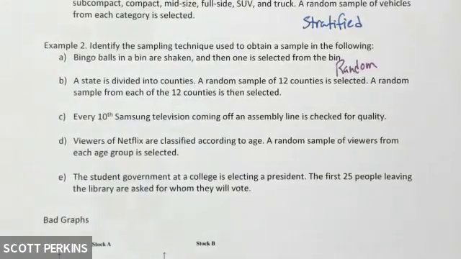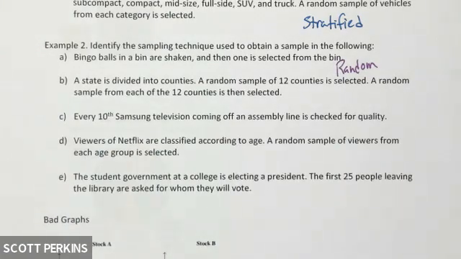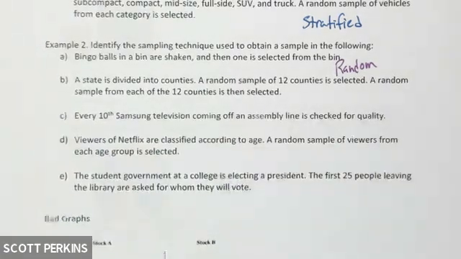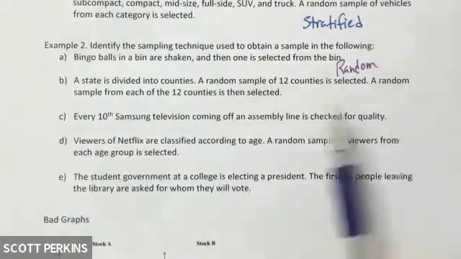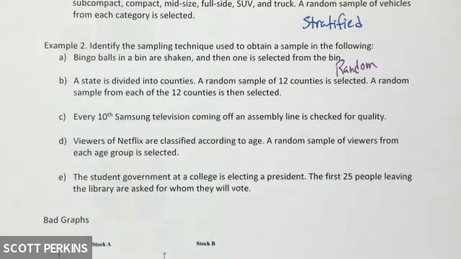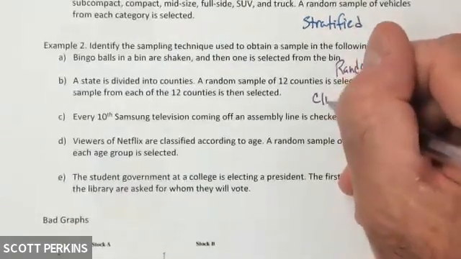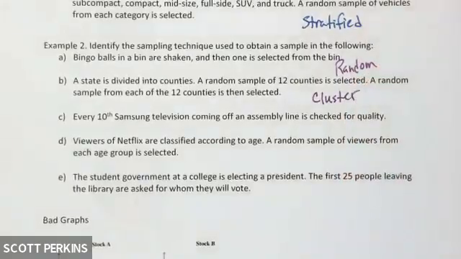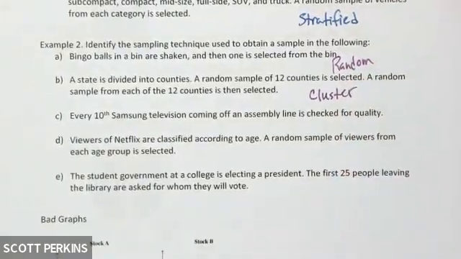A state is divided into counties. A random sample of 12 counties is selected. And then data from each of the 12 counties is grabbed. What is that one going to be? Cluster. So I obviously need to retype that example. That was poor typing by the Perkster right there.